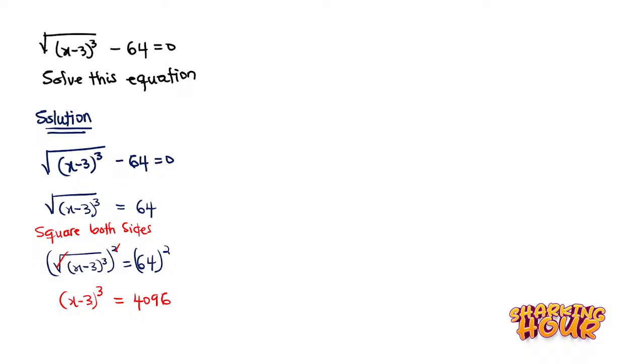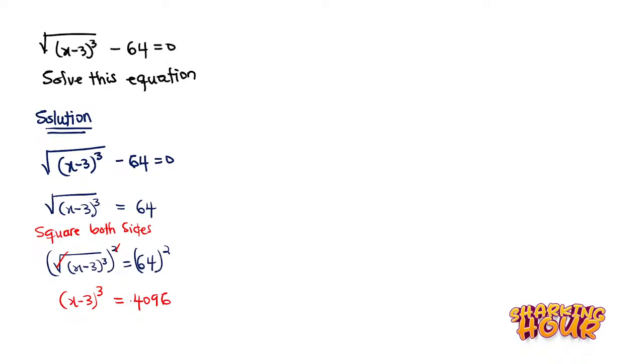Now from here, for us to find x, we need to also get rid of the cube that the expression x minus 3 is raised to. To do that, we can either expand the bracket raised to the power cube, or we try to find the cubic root of both sides.